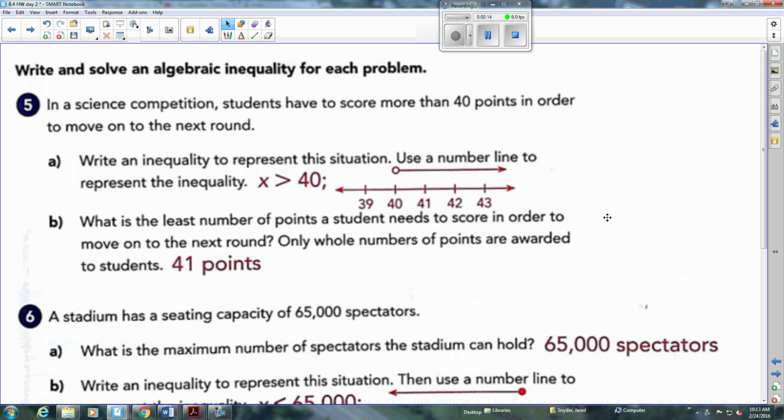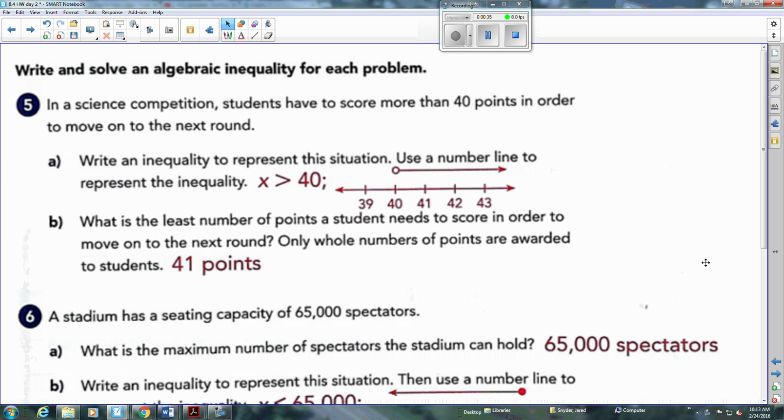In a science competition, students have to score more than 40 points in order to move on to the next round. Write an inequality to represent this situation. Use a number line to represent the inequality. So we want more than 40, or a number greater than 40, and then your number line would be an open circle, greater than 40.